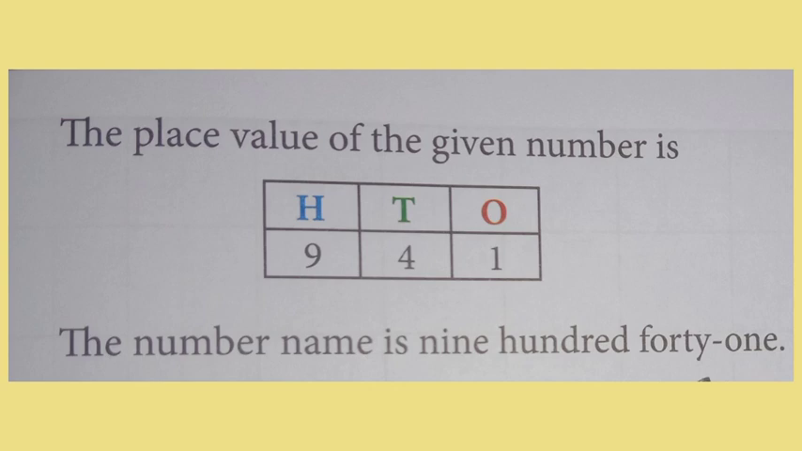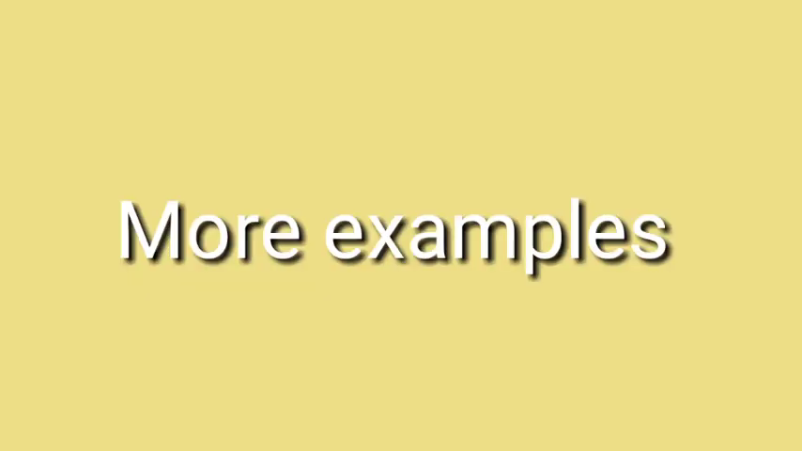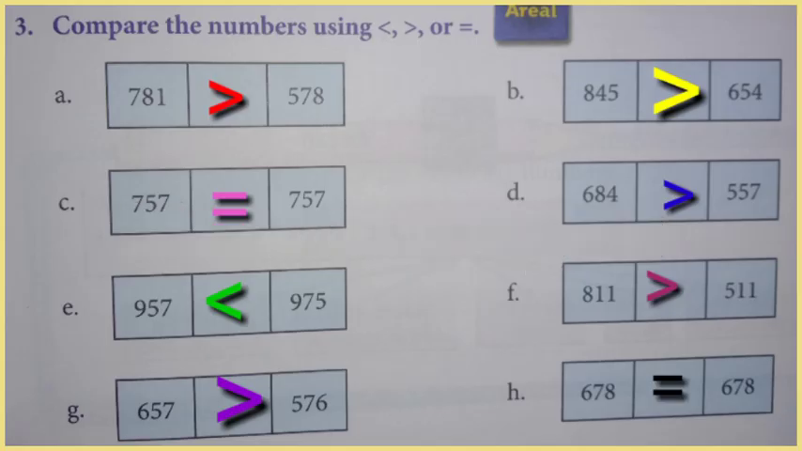The place value of the given number is, we have 1 in ones place, 4 in tens place and 9 in hundreds place. The number name is 941. Compare the numbers using less than, greater than or equal to. Bit A: 781 and 578. Now compare the digits in hundreds place, 7 and 5. Here 7 is greater than 5.